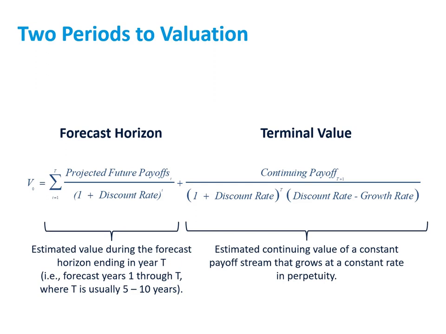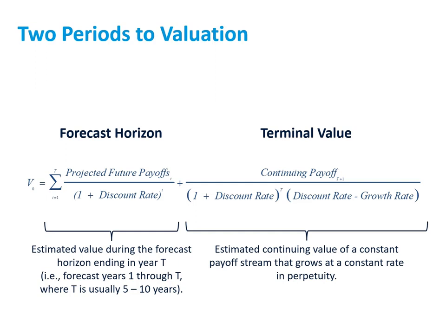And usually the forecast horizon is going to be 5 to 10 years long, because for this period we can make some reasonable projections about these future payoffs. Now, generally the assumption is that firms are going to live indefinitely, and of course we cannot make forecasts for the next 2 to 3,000 years.